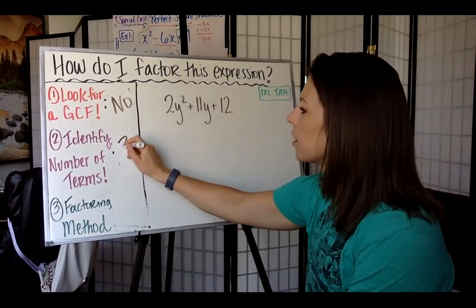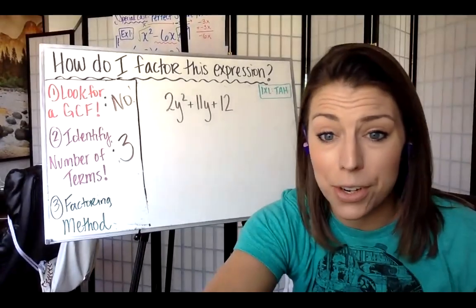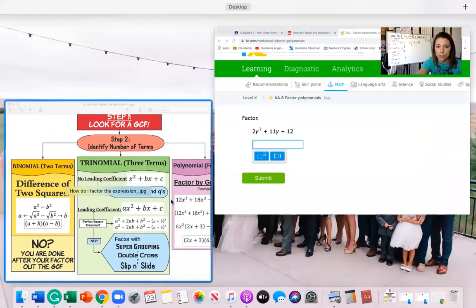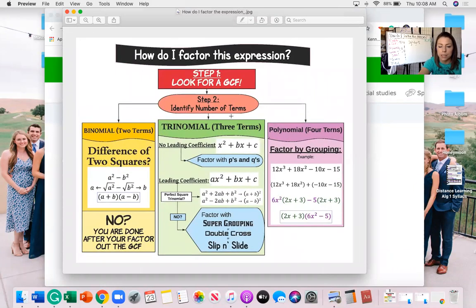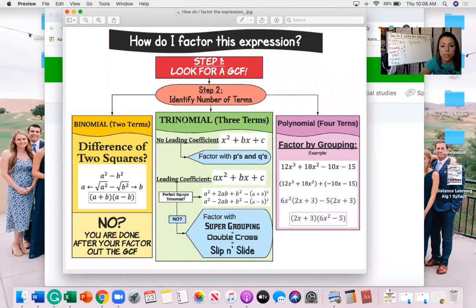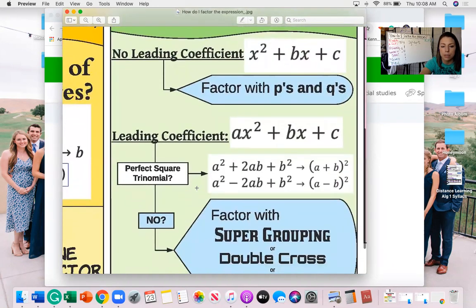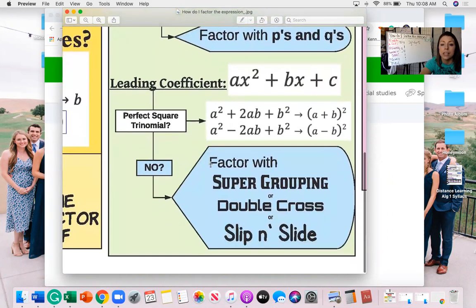Identify the number of terms. There are 3 terms. So let's take a look at our flowchart, which by the way, on your assessment, you can totally use this flowchart. Like print it out, write it down, take a picture of it, use it. No leading coefficient means P's and Q's, but there is a leading coefficient, so that won't work. All right, so with a leading coefficient, first check, is it a perfect square trinomial? 2 and 12 are not perfect squares. So that means it's one of these, which is just a lot more work.